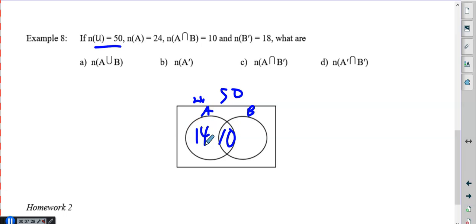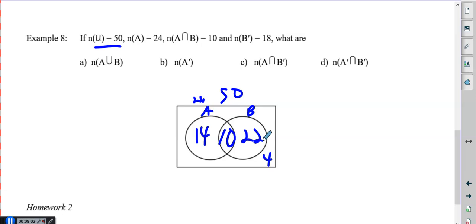We know not B is 18. So not B is 18. So that gives us 4 for out here and 22 for here. That all, 22 plus 4 plus 10 plus 14 gives us our 50. That's all just working backwards.